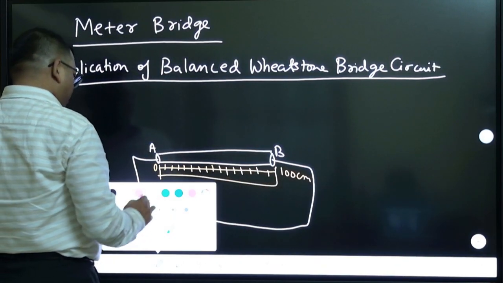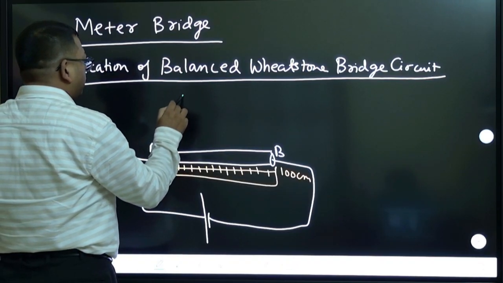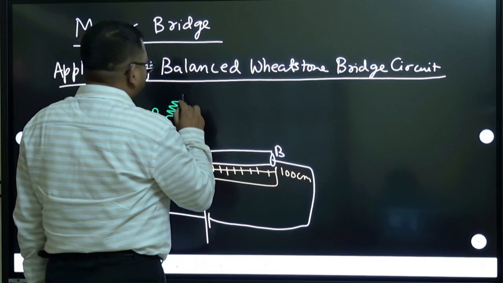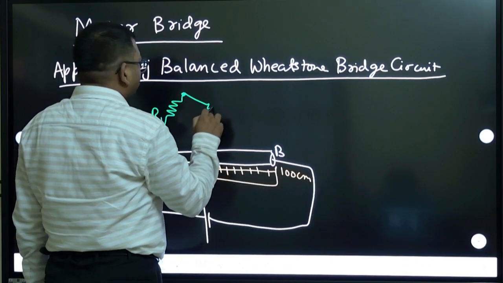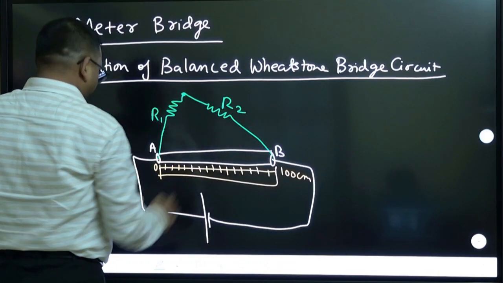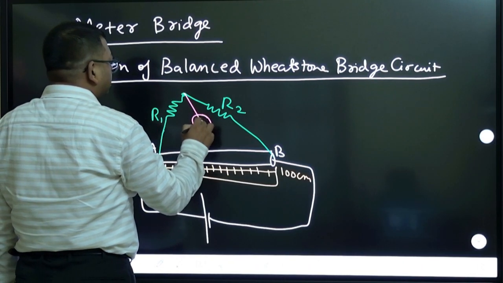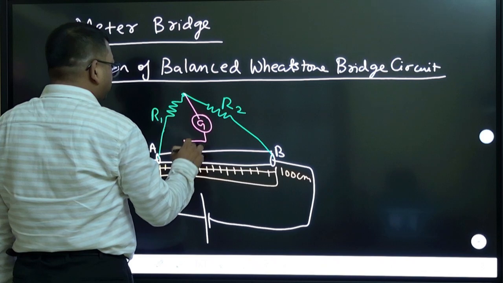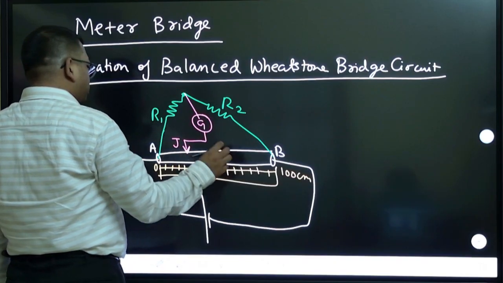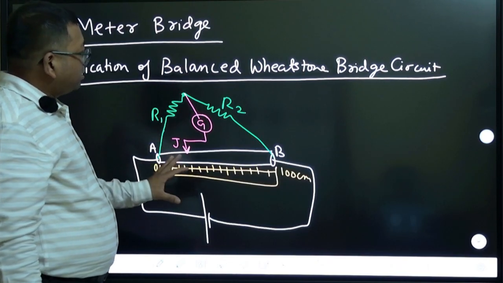Okay, then what happens? Then on this side, an unknown resistance, let us say, and on this side another known resistance is connected, R2, and in between these we connect a galvanometer, and that galvanometer is connected to what is called J or jockey, which is moving over the wire. Okay, so this is a simple arrangement.